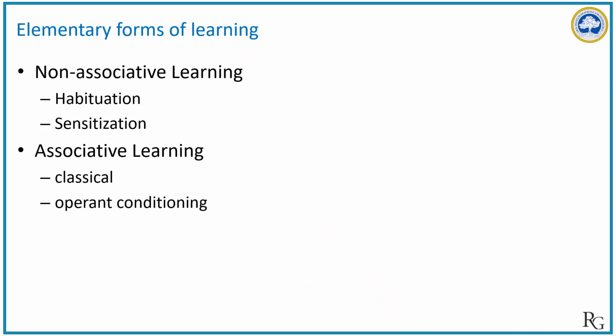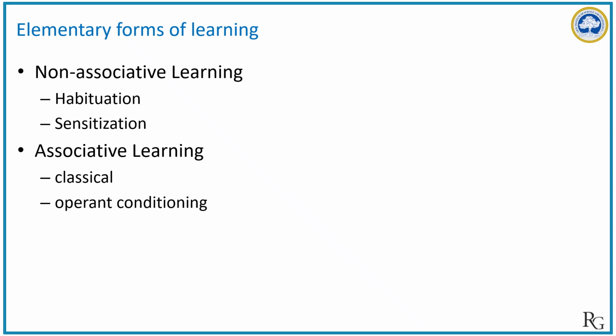So let's begin by looking at the elementary forms of learning. Broadly, learning can be divided into two major categories. One is non-associative learning, the other one is associative learning. Non-associative learning is the simplest form of learning. It occurs when an individual is exposed to a single type of stimulus repeatedly and their response changes over time.